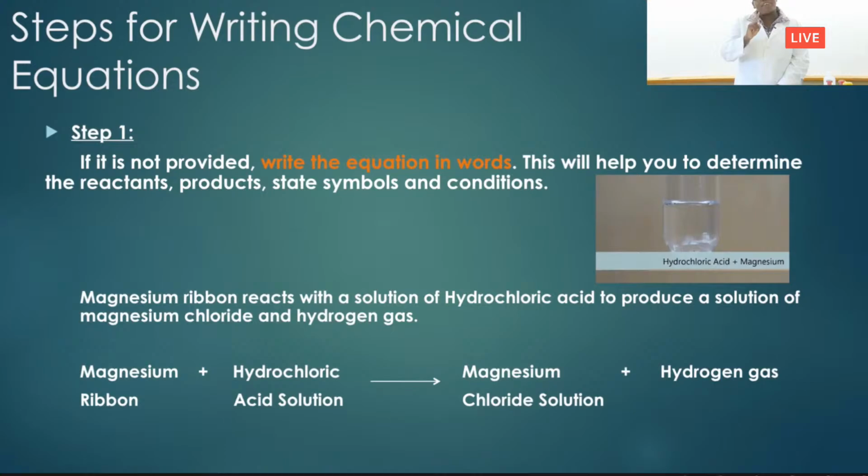Right. So let's get right into how do we go about writing chemical equations. And when I say writing chemical equations, I mean from the beginning to the end, you know, balanced chemical equations. Step 1, if it is not provided, you need to write the equation first in words. Let that be your guide. Write it in words. This will help you determine the reactants and the products, the state symbols, and the conditions.